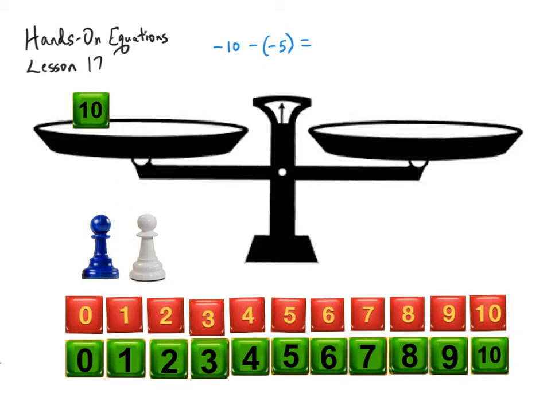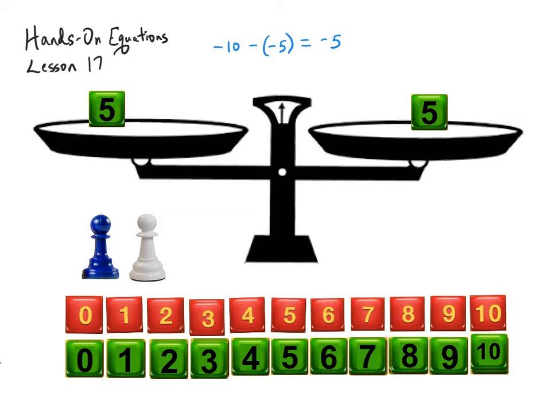And right now we do have 5 negatives. It would be a little bit difficult for us to take them away in the way that's set up right now. But I'm going to exchange my negative 10 for 2 negative 5s, which is of course the same value as negative 10. And now as part of my original setup process, I can take away 5 negatives. So when I take away 5 negatives, I know that the other side of the balance would have to be equal to negative 5. So the solution to negative 10 minus negative 5 is negative 5.